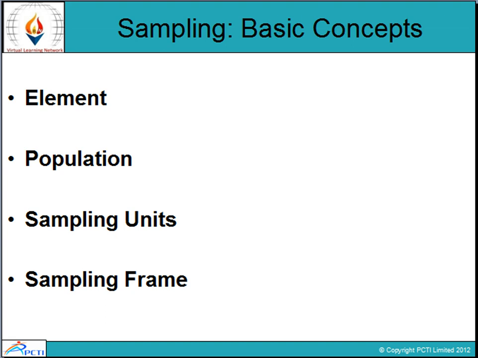Then comes sampling units. Sampling unit is that element or elements which are considered available for selection in some stage of the sampling process. Lastly is the sampling frame. Sampling frame is the list of all the sampling units which are belonging to the population to be studied with their proper identification and which are available for selection at a stage of sampling process.